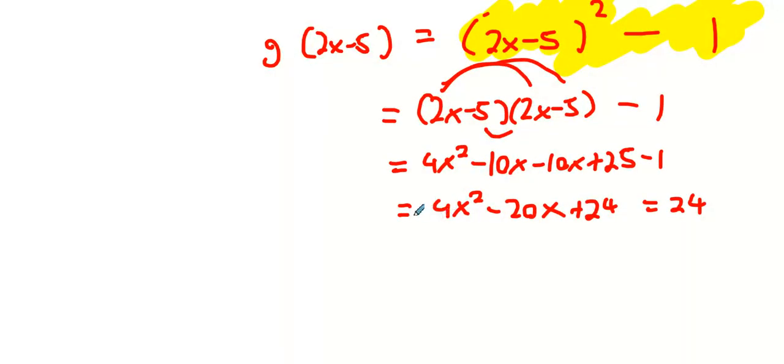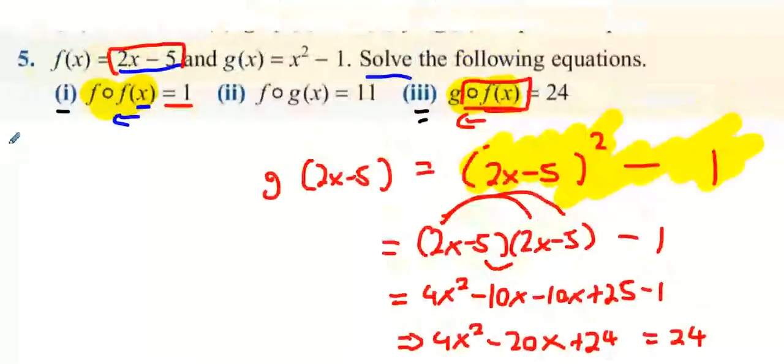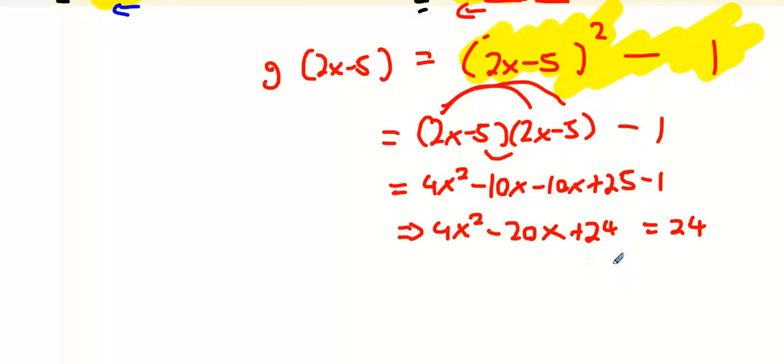You can see that's because we knew the answer. The question says the answer is 24. Now we have a solve question where you have to solve what the x value is. If there's a 24 on both sides, when you move 24 over the other side, it becomes a minus 24. Plus 24 and minus 24 cancel each other out. So you get 4x squared minus 20x equals 0.